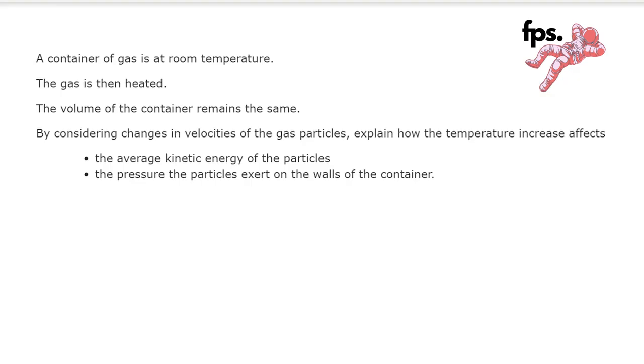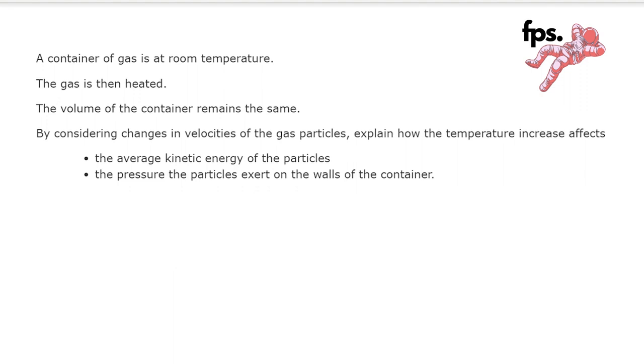This question is a 6 marker and it says, a container of gas is at room temperature, the gas is then heated, the volume of the container remains the same. By considering changes in velocities of the gas particles, explain how the temperature increase affects the average kinetic energy of the particles and the pressure the particles exert on the walls of the container.